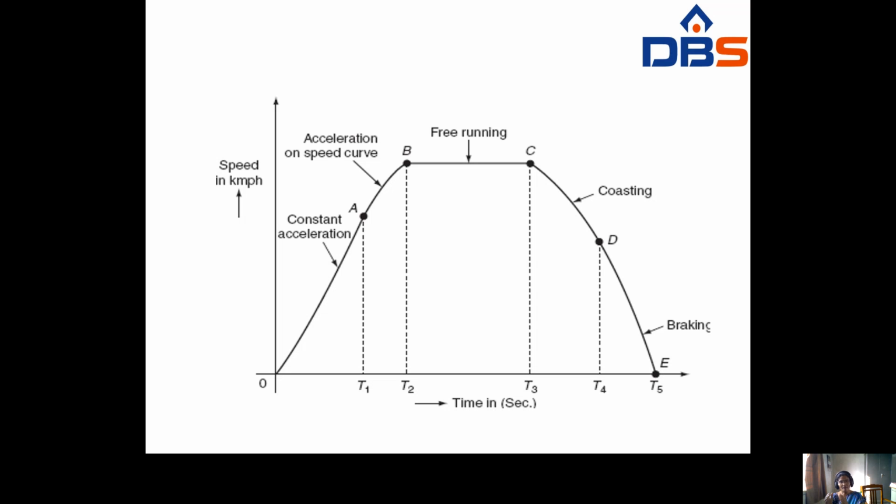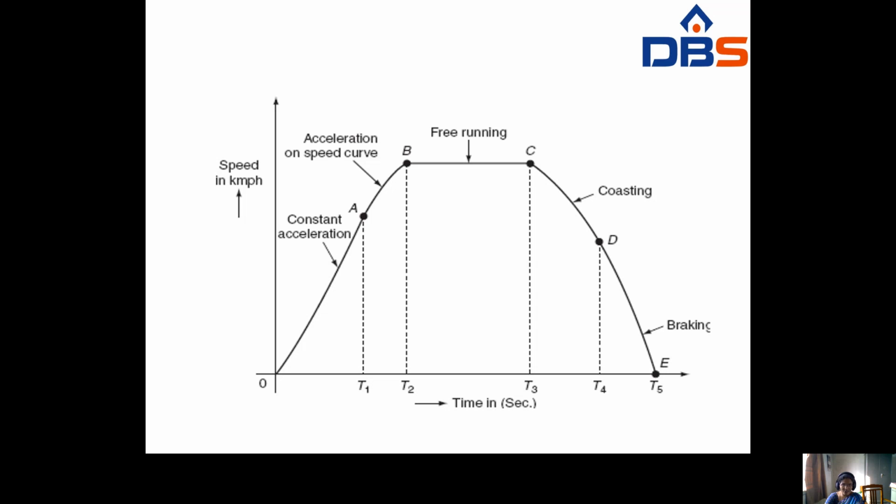That means finally we have to brake. So that period is called the braking period. So these are the five time periods that occur in the speed time curve. What are those? Constant acceleration period, acceleration on speed curve, free running period, coasting period, braking period.